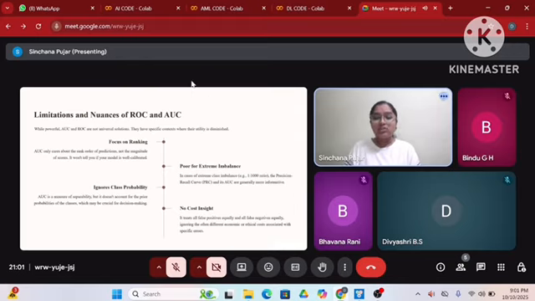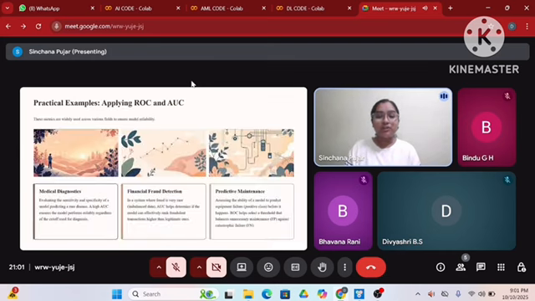No cost insight: it treats all false positives equally and all false negatives equally, ignoring the often different economic or ethical costs associated with specific errors. Further will be continued by Divyashri.